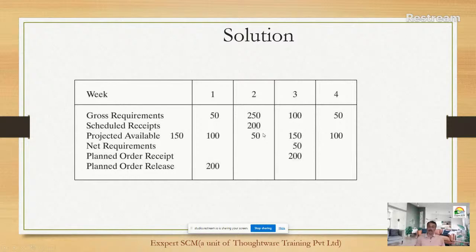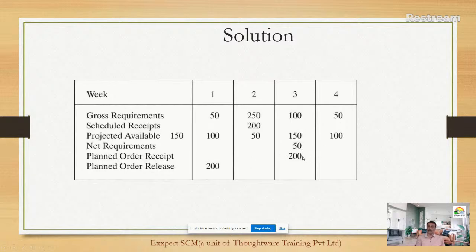Okay, so now you need a net requirement of 50. That's what is coming and sitting in the third week. The requirement has to be planned, scheduled. The delivery has to be scheduled in week number 3.